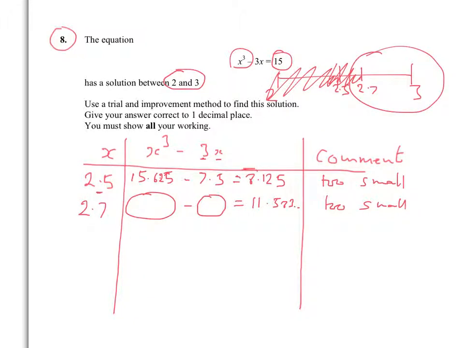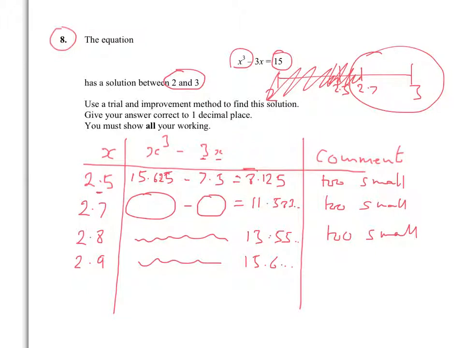And if we try 2.8 and 2.9, what we end up with is that 2.8, write some working out in here and write some working out in here, but 2.8 would give us 13 and a bit, 13.55-ish, and 2.9 gives us an answer of 15.6, and so on. So 2.8 is too small, 2.9 is too big. Now, a lot of people stop here, but watch out. It says give your answer to one decimal place.